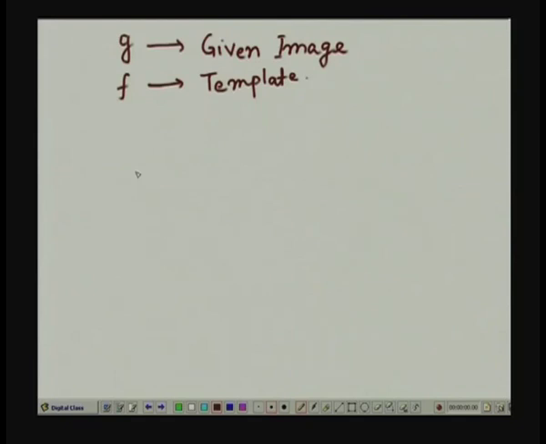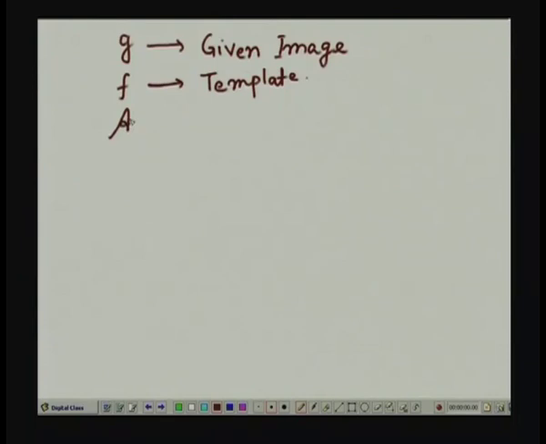So, we have to find out the measure of similarity between a region of the image G and the template F. There are various ways in which this similarity can be measured, so that we can find out the match between F and G over a certain region, say given by A.